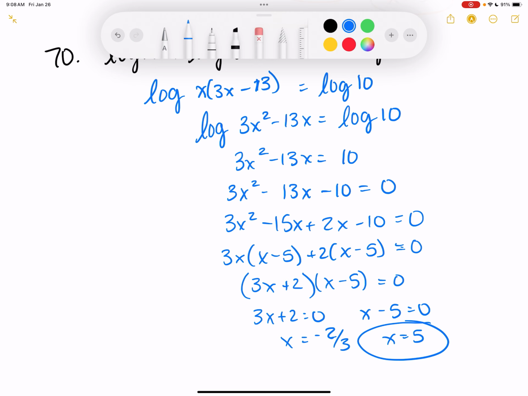So this is right, except I would know that these have the same base, so I would set what's inside of them equal to each other. So I would make that a 10 instead. While that's technically a true statement, it won't help you solve it, unless you want to use the quadratic formula.